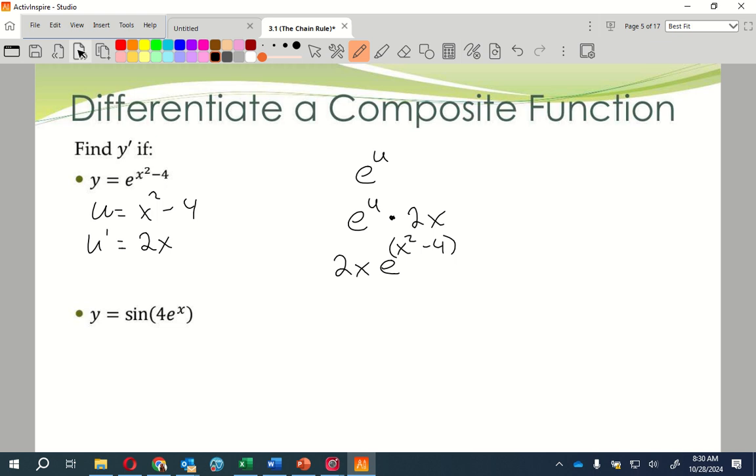Hopefully this is starting to make a little bit more sense. Just a little bit. Doesn't have to make a lot of sense. Just a little bit of sense at this moment in time. It will make more sense later.